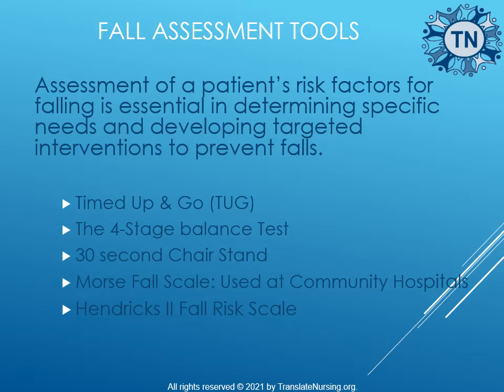So you see that assessment of patient risk factors for falling is essential in determining specific needs and developing targeted interventions to prevent falls. We'll be discussing 5 different tools that you can use to assess patient fall risk: the Timed Up and Go (TUG) test, the 4-Stage Balance Test, the 30-Second Chair Stand, Morse Fall Scale, and Hendrich Fall Scale.